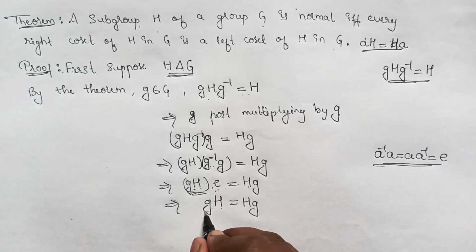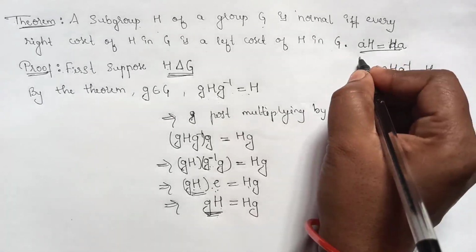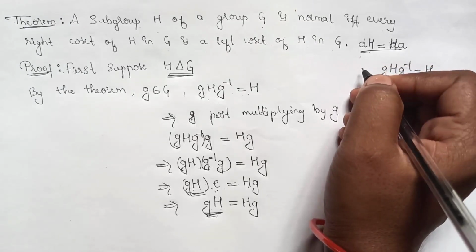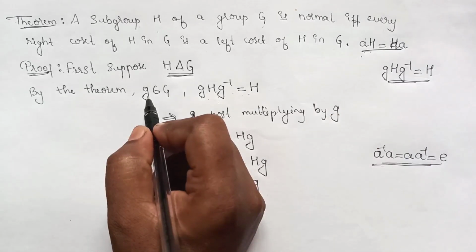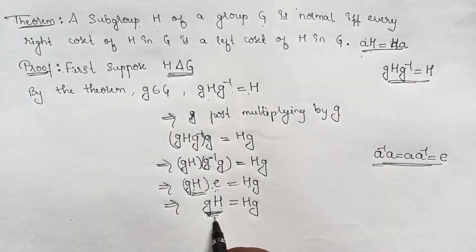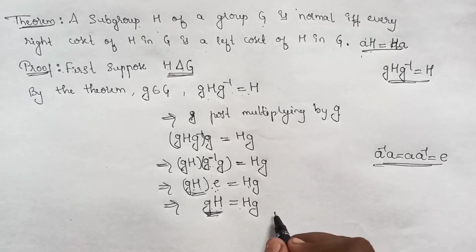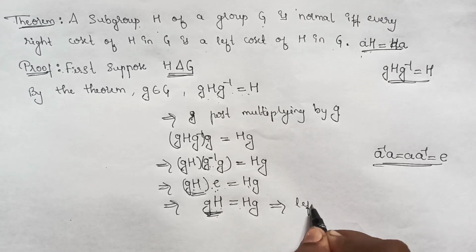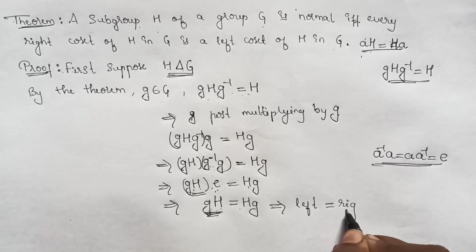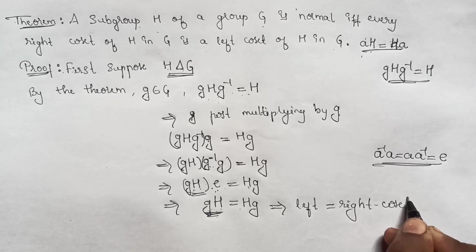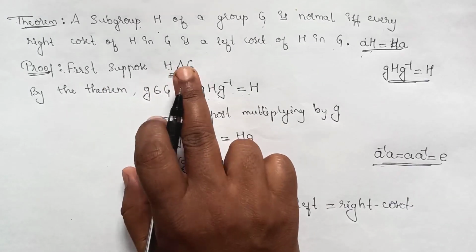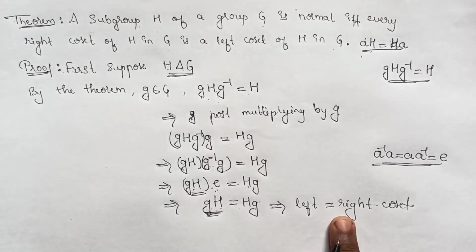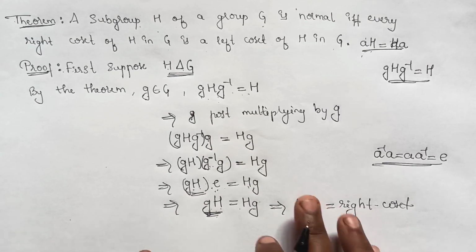So that means gH is a left coset. You may denote it by aH, gH, xH. Okay. Because I have taken g belongs to G, therefore we are representing this left coset by gH, and this is a right coset. So this implies that left coset equals right coset. Okay. So what we have assumed? We have assumed that H is a normal subgroup of G. Then we have proved that left coset equals right coset. Okay. This is the first part.